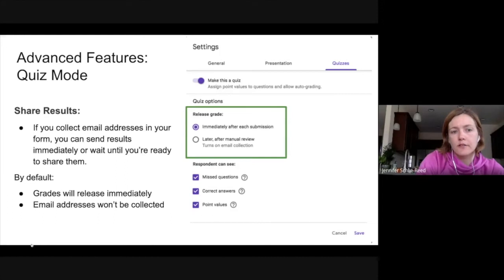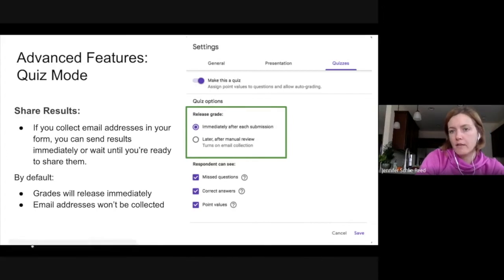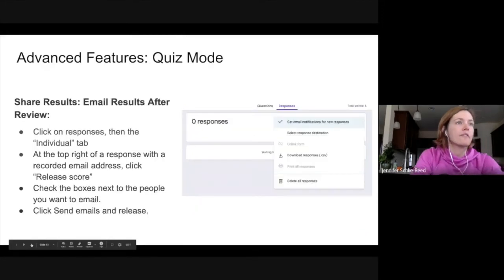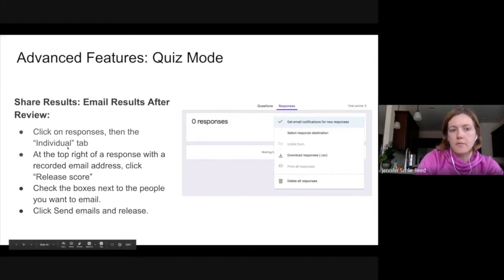By default, grades will be released immediately and email addresses will not be collected. So you might want to consider that and think about that as you go on. If you collect those email addresses, again, then you can also have a little bit more of an ability to wait for when you send those back to students to let them see their grade. On the following slide, you can also get email notifications for new responses. That's a nice feature so that you're not always, especially with distance learning, trying to see who is answering it at what time. You can also send emails and release those scores at any time, as we've already mentioned.